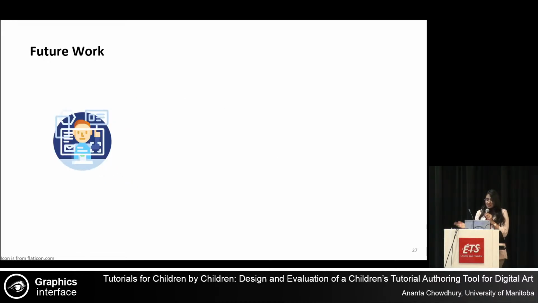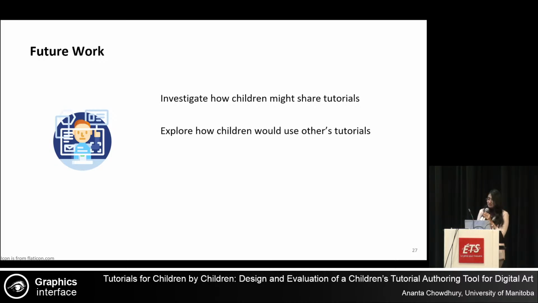Findings from our studies also highlight interesting future research directions in this space. In the paper, we mostly focused on how children create digital art tutorials, but we didn't investigate how they might share these tutorials in an online platform, which requires further study. And in our paper, we have already discussed children's interest in following another child's tutorials, but we didn't really explore how children would actually consume these tutorials. So in a future study, we can explore what we might expect if children were to use other children's tutorials.